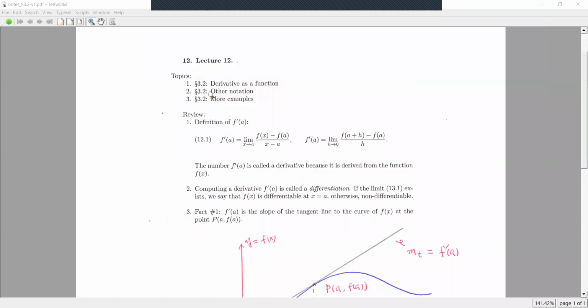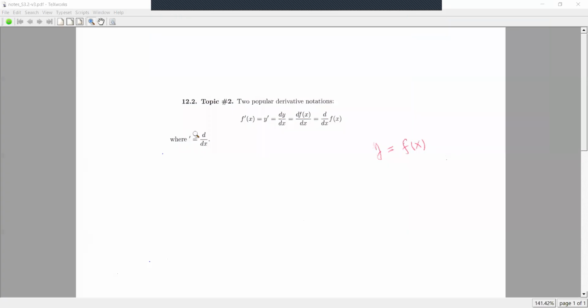Topic 2, other derivative notation. A derivative is usually denoted by prime. The prime notation is popular. A second popular notation for derivative is d over dx. Here, all the notations mean the same thing, the derivative of the function f.